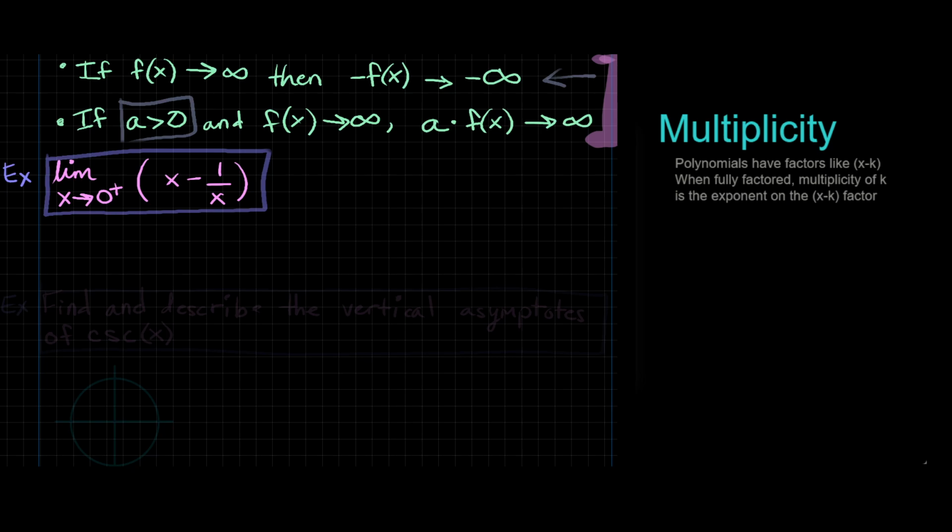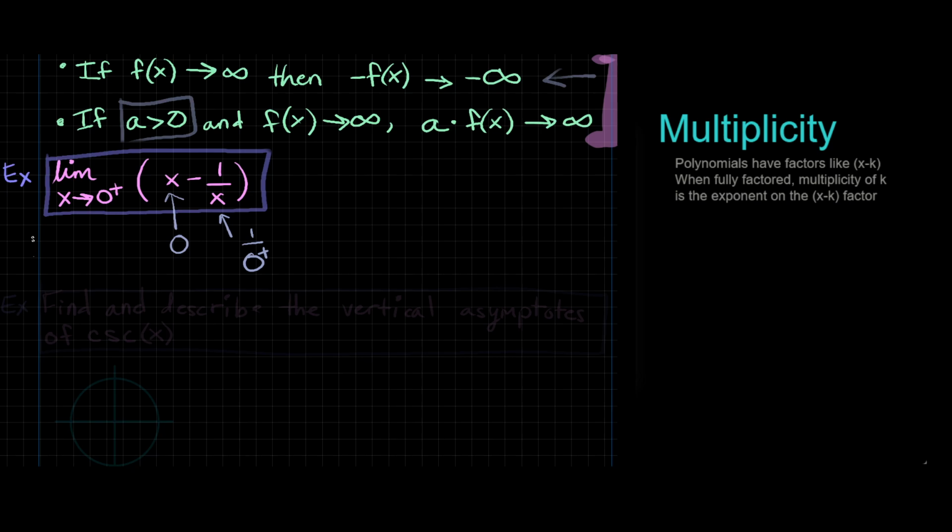Let's consider the function x plus 1 over x. As x approaches 0 from the right, that's kind of tautological. That term's going to go to 0. This term is going to go to 1 over 0 plus.